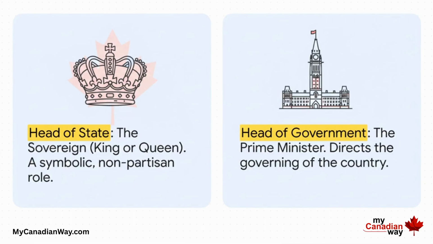Canada has two different leaders. We have a head of state, who is the sovereign, our king. Again, that's a symbolic job. Then we have the head of government. That person is the prime minister, and they are the one who actually runs the day-to-day business of the government.